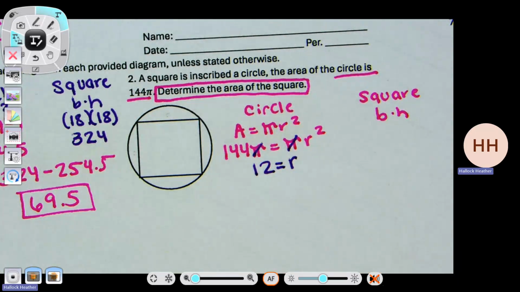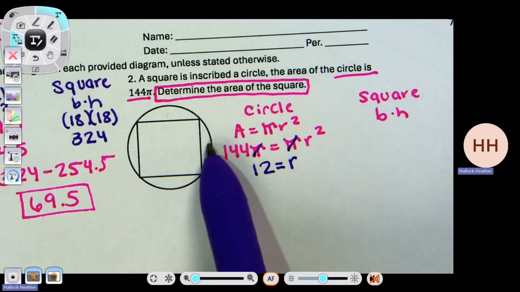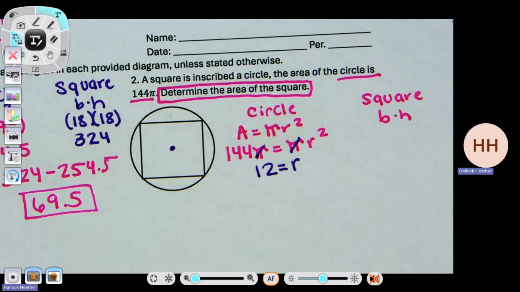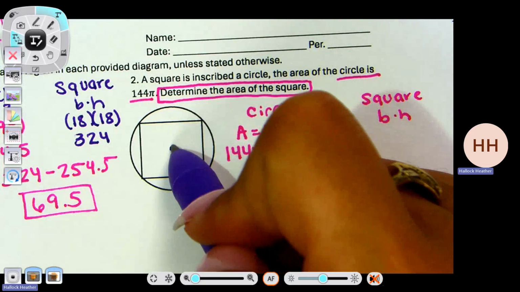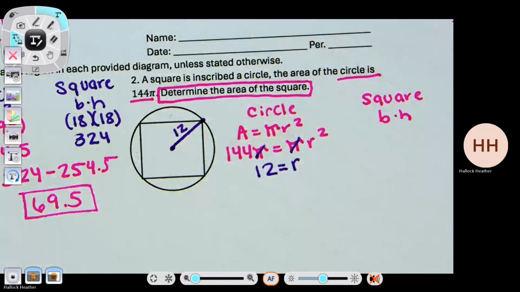Now the catch is I can't draw my radius like I did over there because if I go from the center out to the side, I'm going to have this weird gap. So when I draw my radius, I need to go somewhere to the edge where both of them are meeting. So if I draw my radius here, they both meet right there. So my radius is 12.